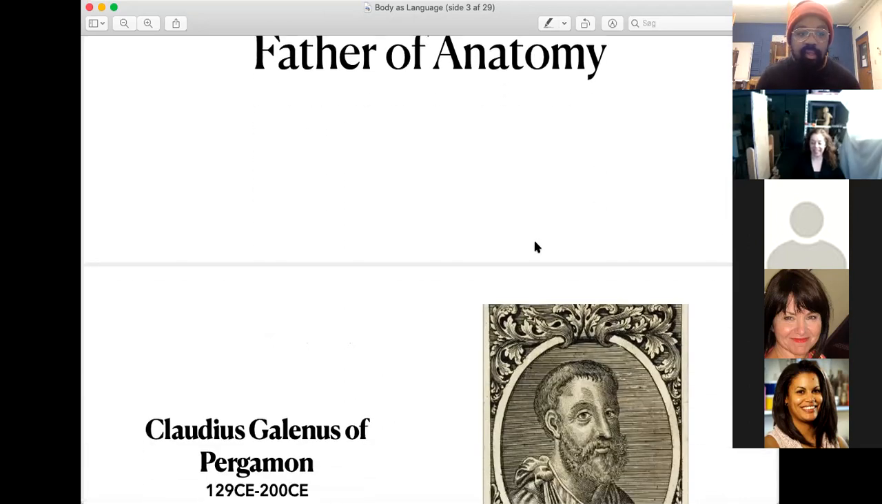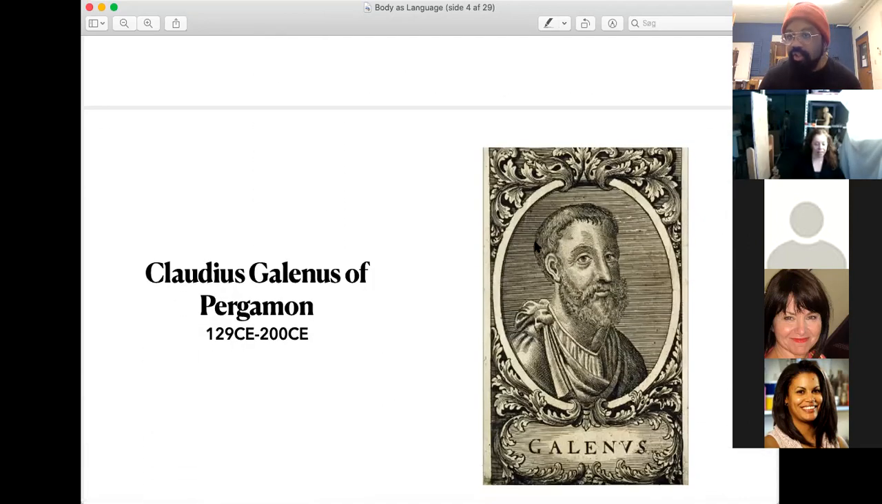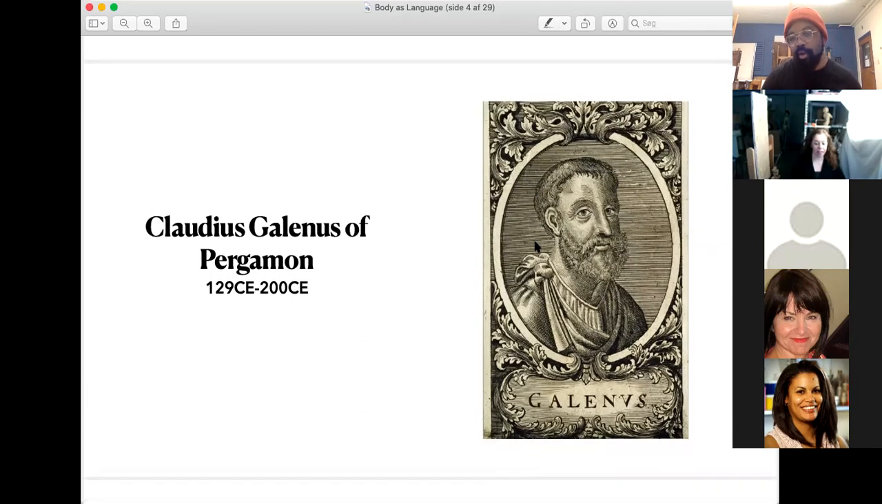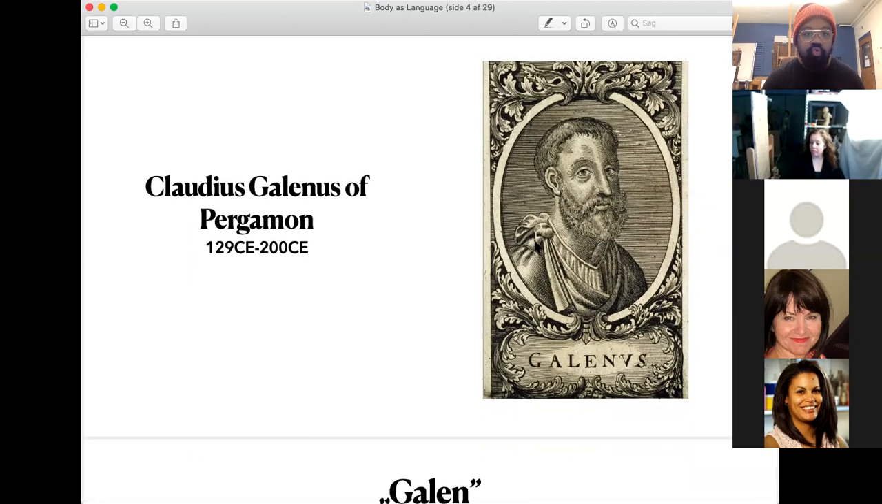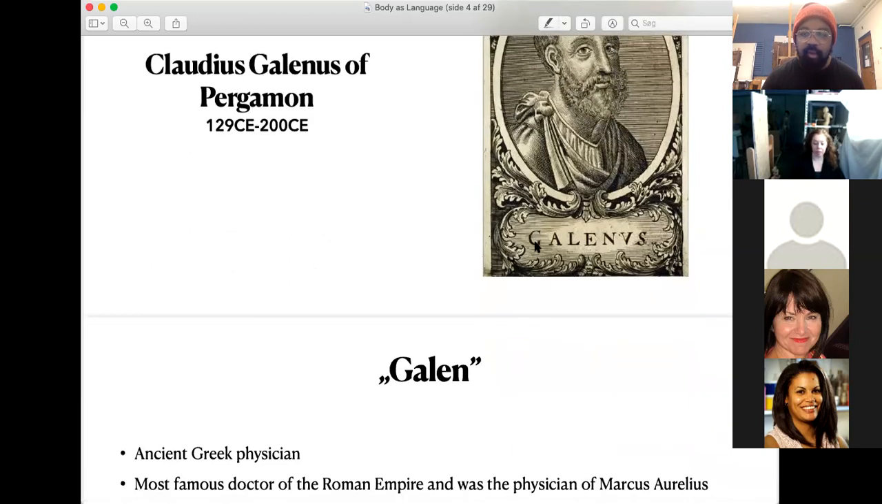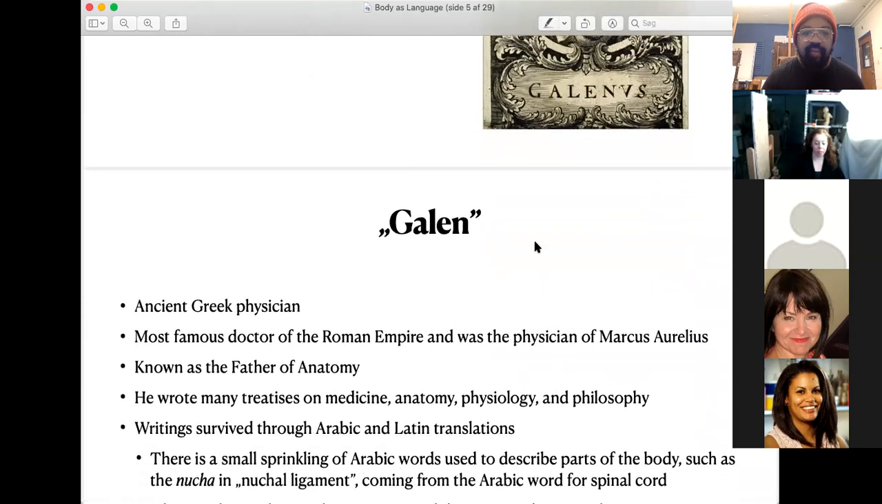His name is Claudius Galenus, or Galen as we call him. He was born in Pergamon in the year 129 AD or CE. He basically coined all the terms that we use today, and they really just haven't changed. And I find that very interesting, so I started to look into that further.